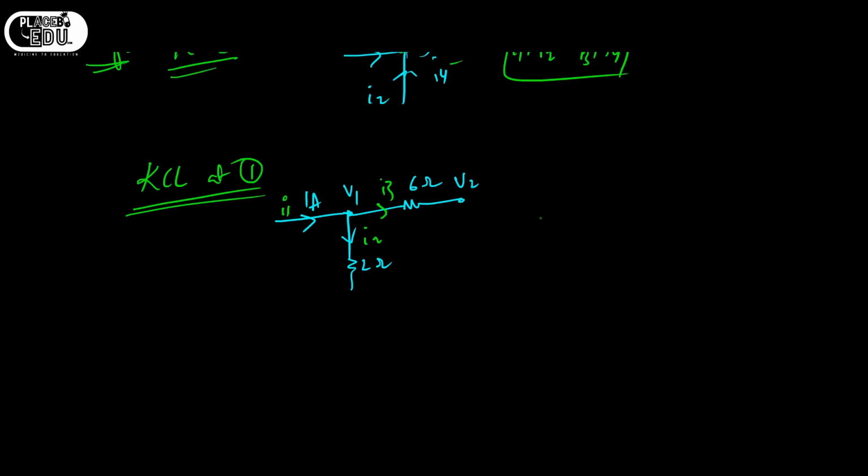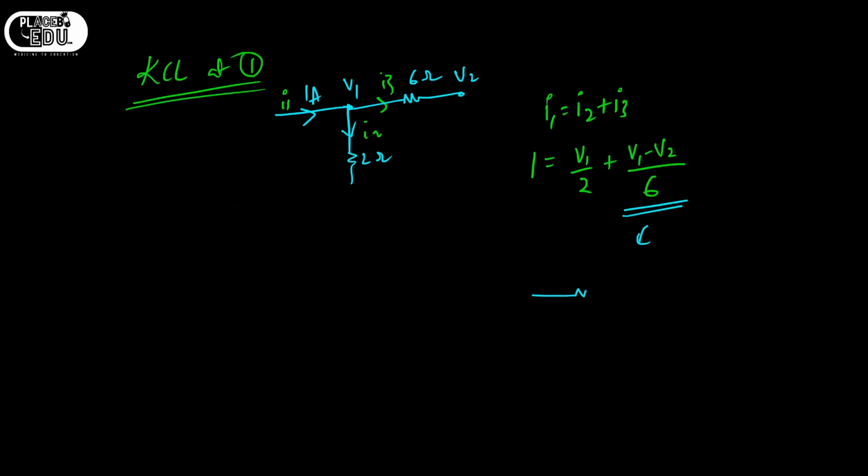According to KCL, I1 is equal to I2 plus I3, because I1 is the current entering the node and I2 and I3 are the currents leaving the node. So 1 is equal to, that is I1 is equal to, V1 by R, here R is 2, plus V1 minus V2 by R, that is 6. If you have any doubt how I wrote this, see here.